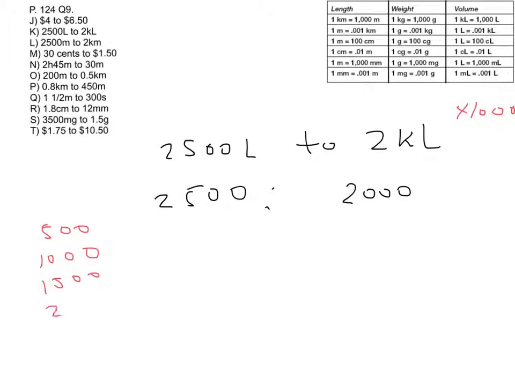So this is actually the multiples of 500. So we can see that 500, let's just divide both sides by 500. So 500 goes into 2500 how many times? 1, 2, 3, 4, 5. So we can write down the number 5, and 500 goes into 2000, or 2000 divided by 500 is 4. So that should be your final answer.